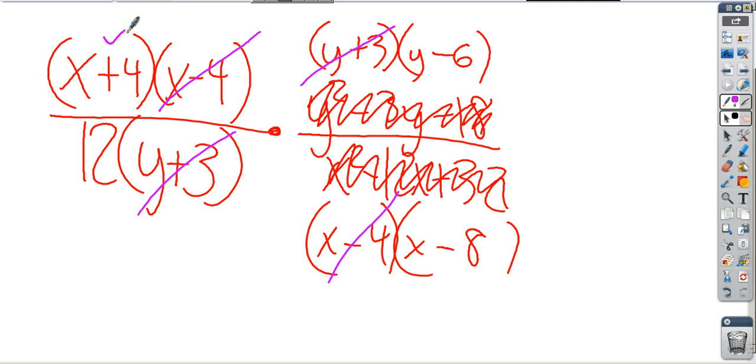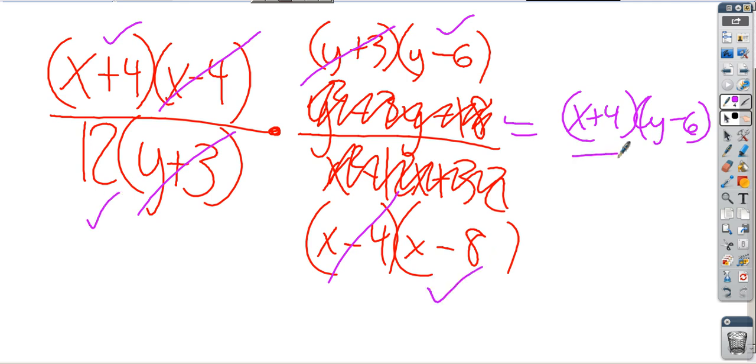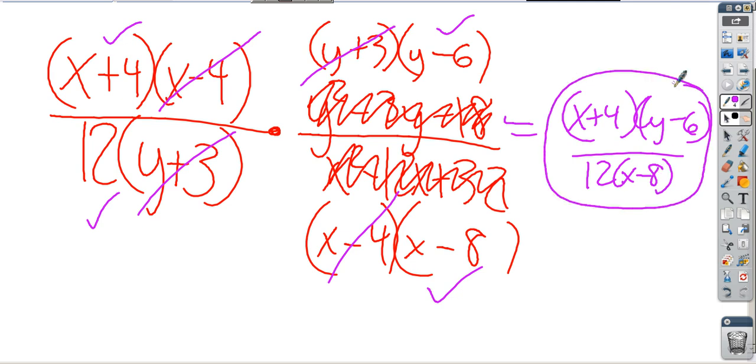So we need an x plus 4 times a y minus 6 on the top, and trying to follow my own advice here, make sure we don't omit anything. And then we have a 12, and we have an x minus 8, and we don't have to multiply those out, we can just keep them as is. So we're done right there.